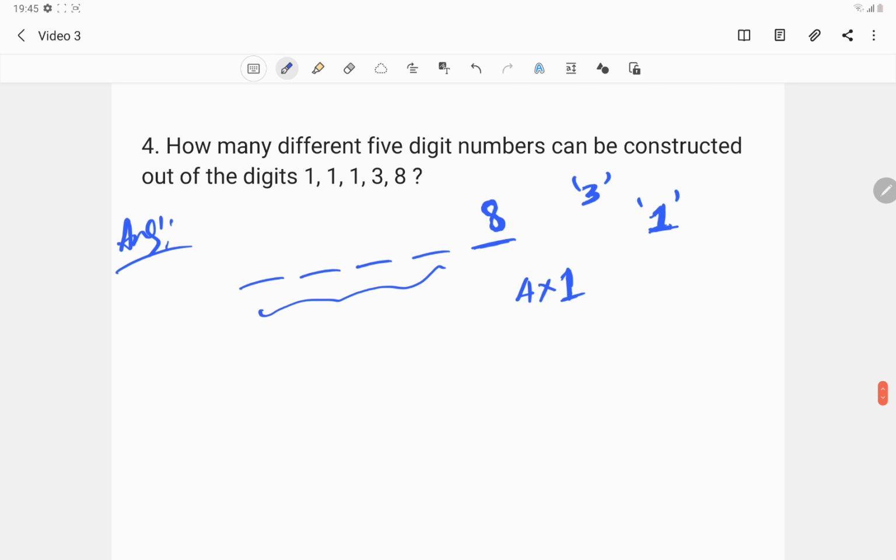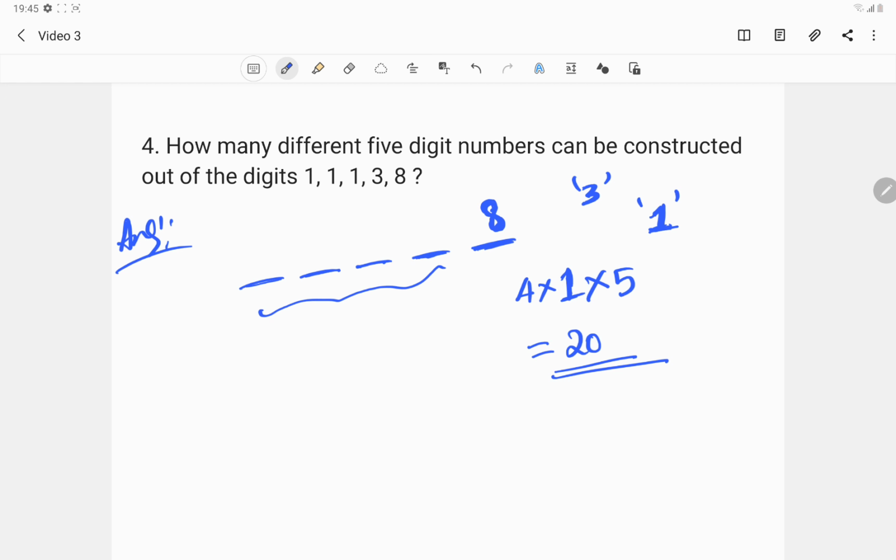What I have done here is I have taken 8 in the units place. Now I can take 8 in the tens place, or else in the hundreds place, or in the thousands place, or in the 10,000s place. I can keep 8 in 5 different locations. So multiply it with 5. So the answer is 20. This is the simplest way to do this question.